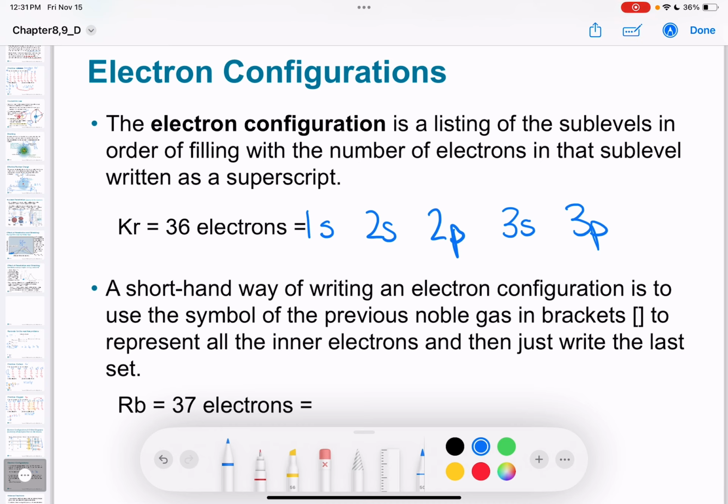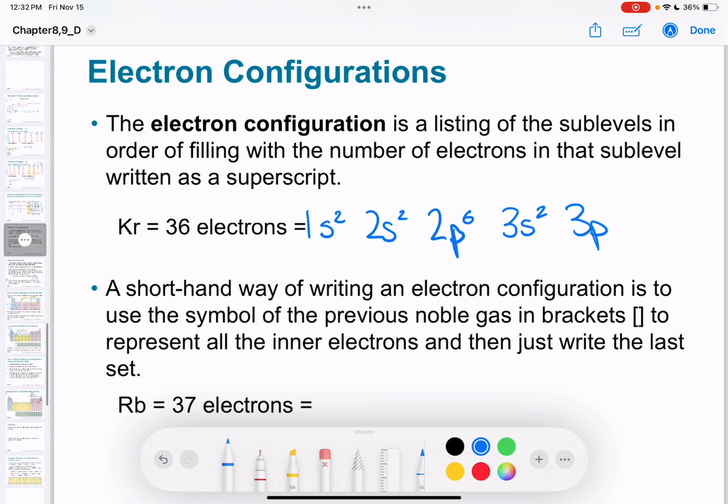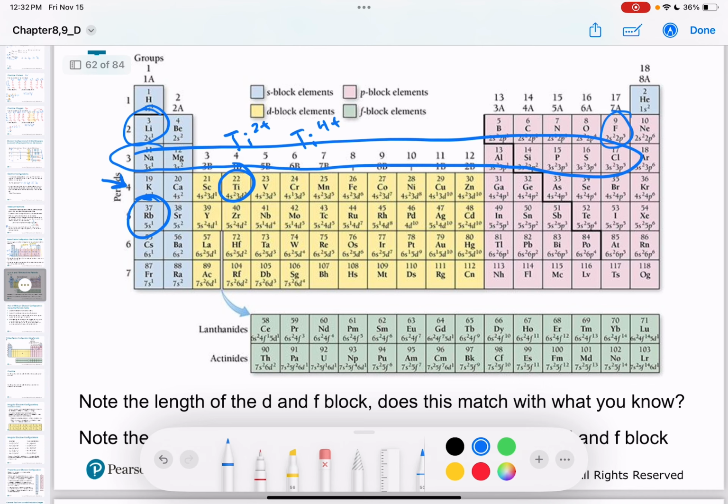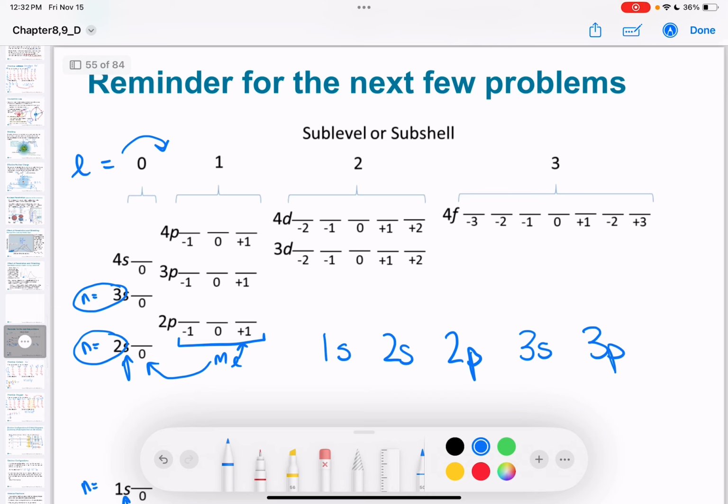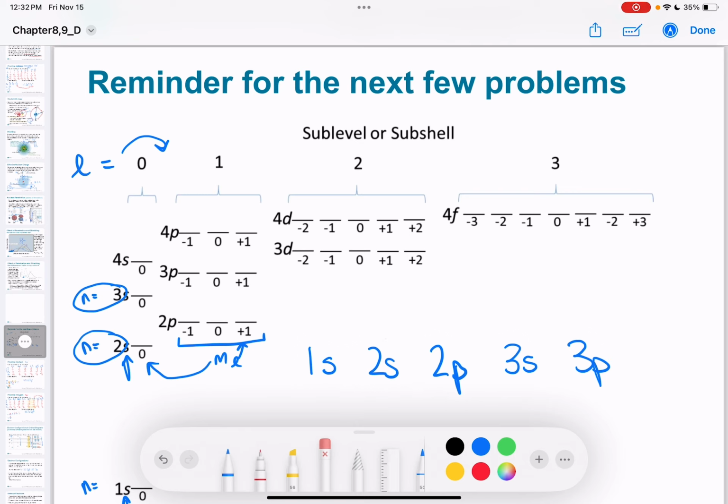So 36 electrons. Remember, the S can have 2. The P can have 6 because it has 3 orbitals. So 2, 2, 6, 2. Let's see how many we have total so far. Oh, did I not give us enough orbitals? I may not have. Yeah, I didn't. We have to go up one more. All right, let's go back to this, because that's not going to give us 36. You know what? Let's actually just fill in the electrons here and write the electron configuration from here.